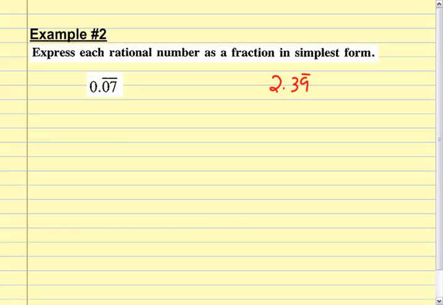Okay, folks. Example number 2. It says express each rational number as a fraction in simplest form. Now, Maddie, I was saying, going from a fraction to a decimal, easy. Divide the top by the bottom, got it. Going from a decimal back to a fraction, also easy, but it takes a little longer. Okay? Let's start with this one, the 0.7.